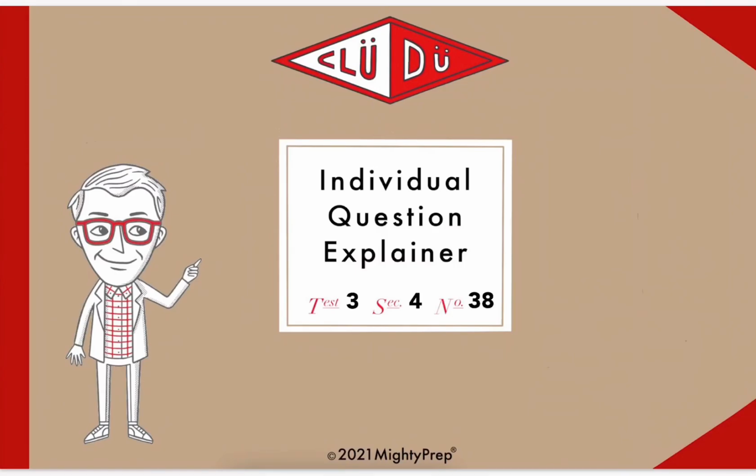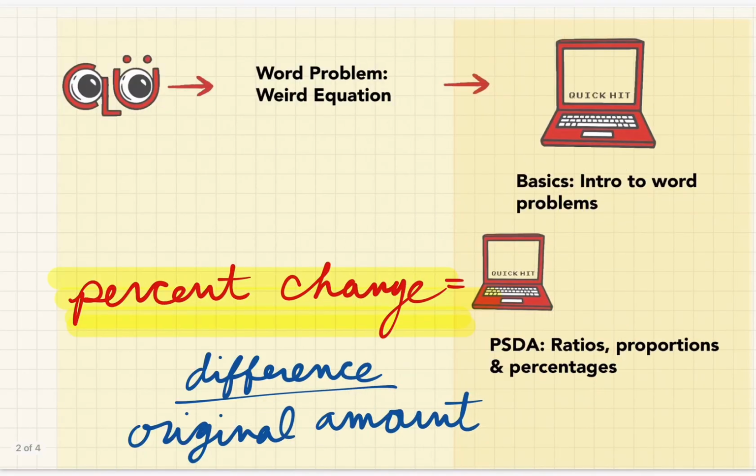Hey, it's Bruce with an individual question explainer for Test 3, Section 4, problem number 38, the last one of the test. Now this is sort of a part 2 of the Little's Law problems. 37 and 38 sort of go together.